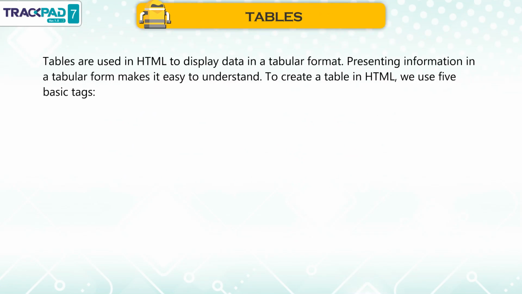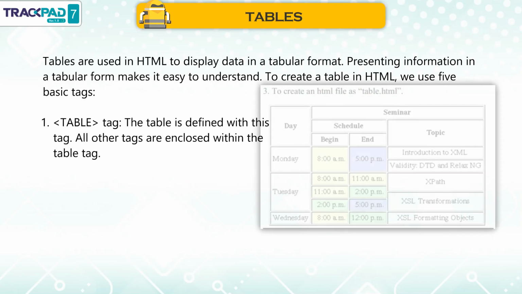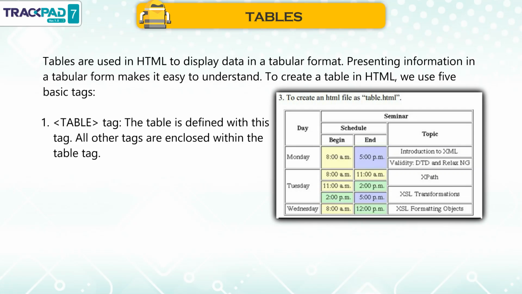Tables. Tables are used in HTML to display data in a tabular format. Presenting information in a tabular form makes it easy to understand. To create a table in HTML, we use 5 basic tags. First, table tag. The table is defined with this tag. All other tags are enclosed within the table tag.